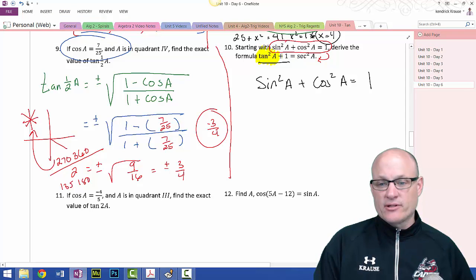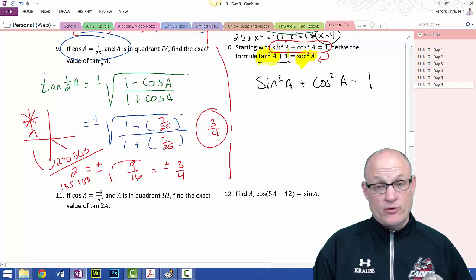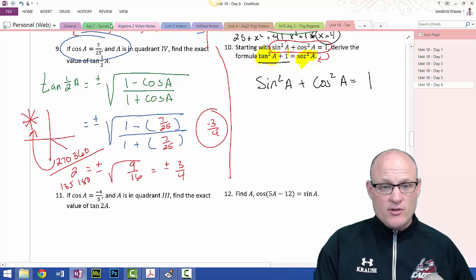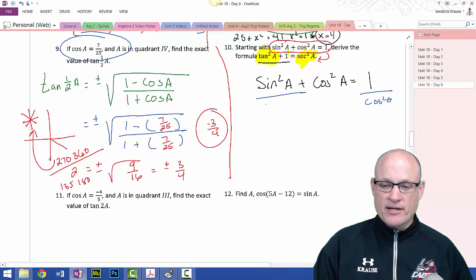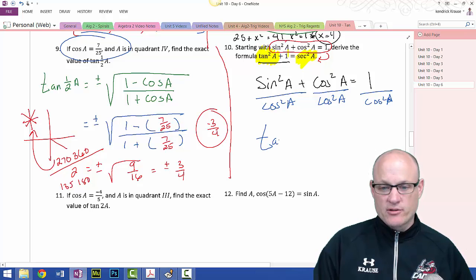Let me get it. So how can I get tangent and how can I get secant? Those are the two things I want to really think about. Well, secant is 1 over cosine, and tangent is sine over cosine. So it seems like it should be obvious that if I divide this by cosine squared A, and this by cosine squared A, then this would give me secant, this would give me tangent, and lo and behold, if I divide this by cosine squared A, that gives me 1. So this is tangent squared A plus 1 equals secant squared A.